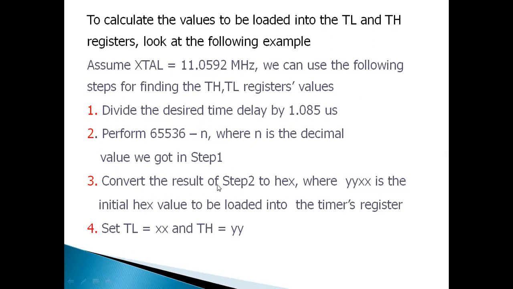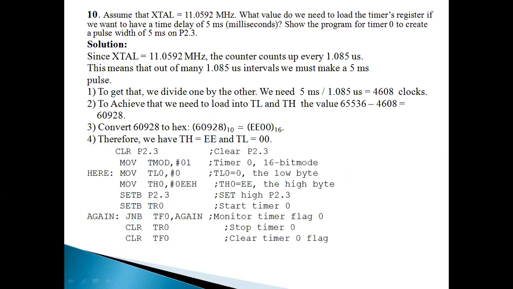In the third step, convert the result of step 2 into hex. So we will get a value like this, which is YYXX. And step 4 is set TL with XX and TH with YY. So we have the lower byte in TL and higher byte in TH. So we have to apply these 4 steps. Let us see an example.